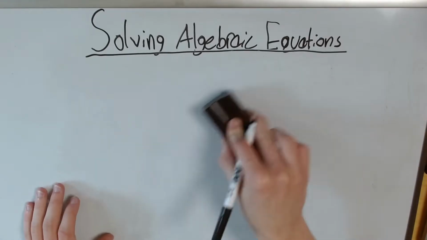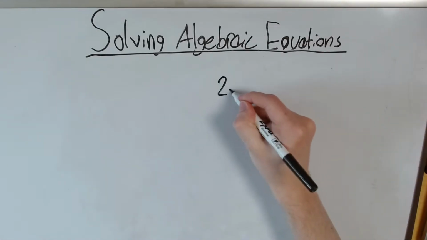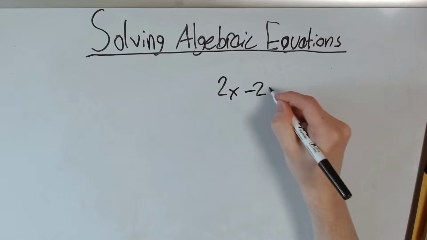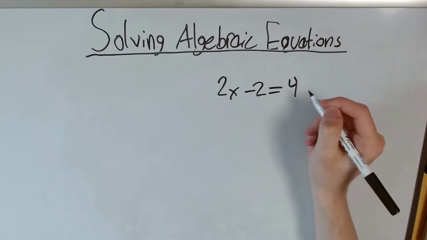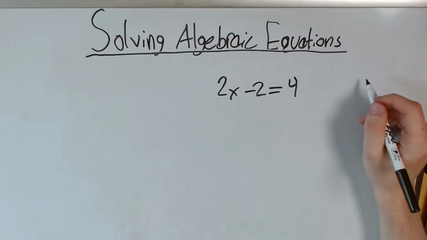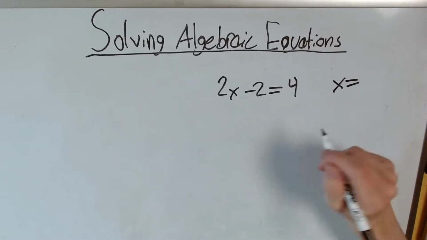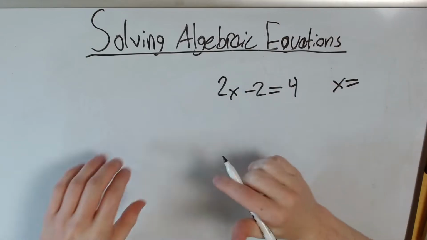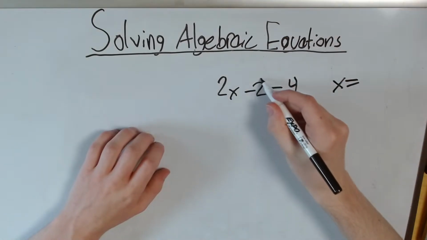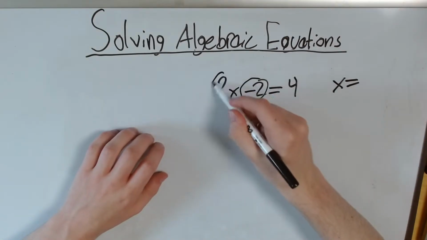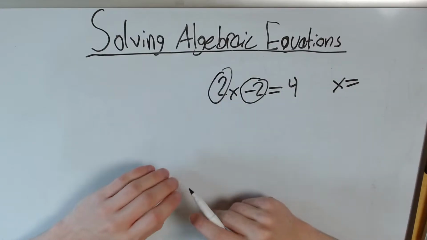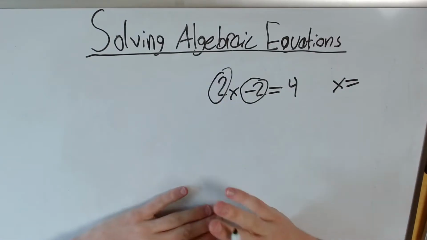Say I have something like this. 2x minus 2 equals 4. And we want to solve for x. So we want to have one side of the equation that is x equals. Right? We want to get rid of all this other junk. We want to get rid of this negative 2 over here. We want to get rid of this coefficient of 2 here. We just want to have x. So how do we do that?